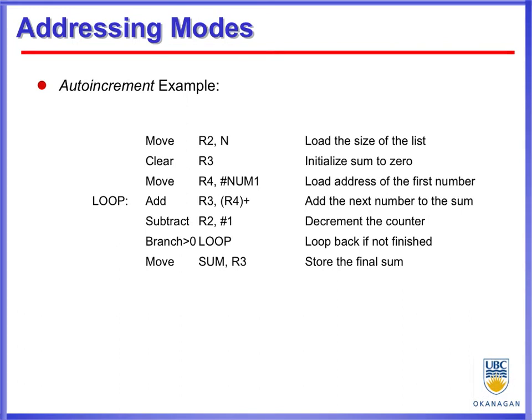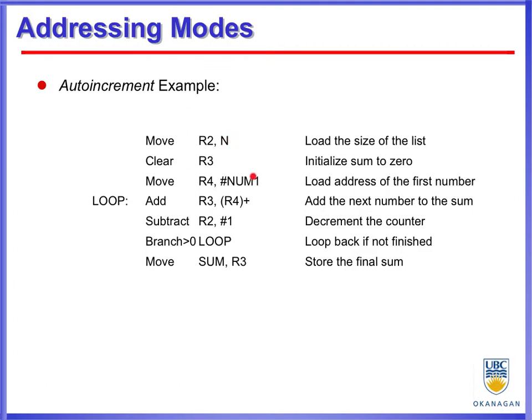And so here's a quick example. Here's some code. This is not code in any particular processor's instruction set, it's just generic. This is similar to what we've done before. We're adding up a bunch of numbers that are stored in memory, where the first number is stored at the address NUM1, and the number of numbers that we're adding up is stored at the address capital N.